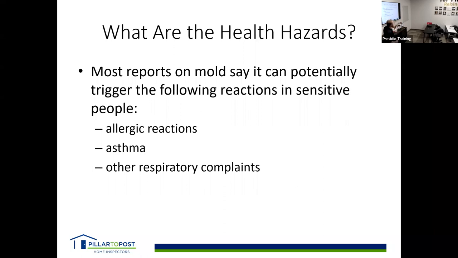The other issue is respiratory complaints. If you think about it, mold spores are microscopic. You're not going to see them.